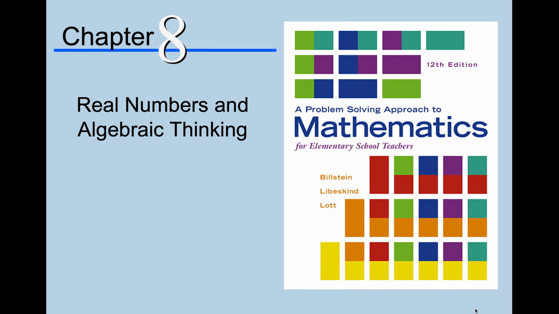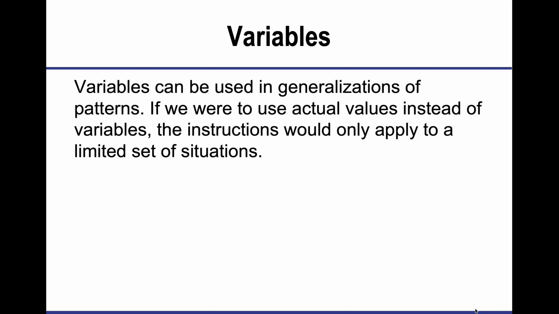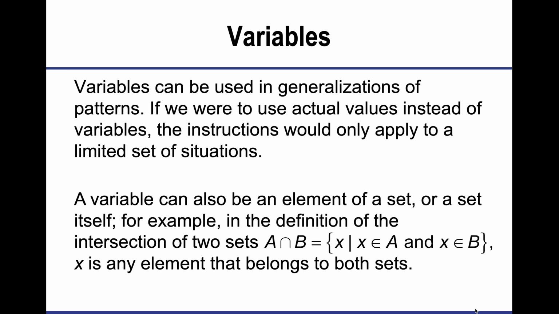Moving on in our theme of real numbers and algebraic thinking, now we're going to start looking at the concept of variables in this section. Variables are basically a generalization of some type of pattern. If we were to use an actual value instead of the variable, it would limit the situation to that one instance. So variables are helpful because they help us describe multiple situations or multiple instances.